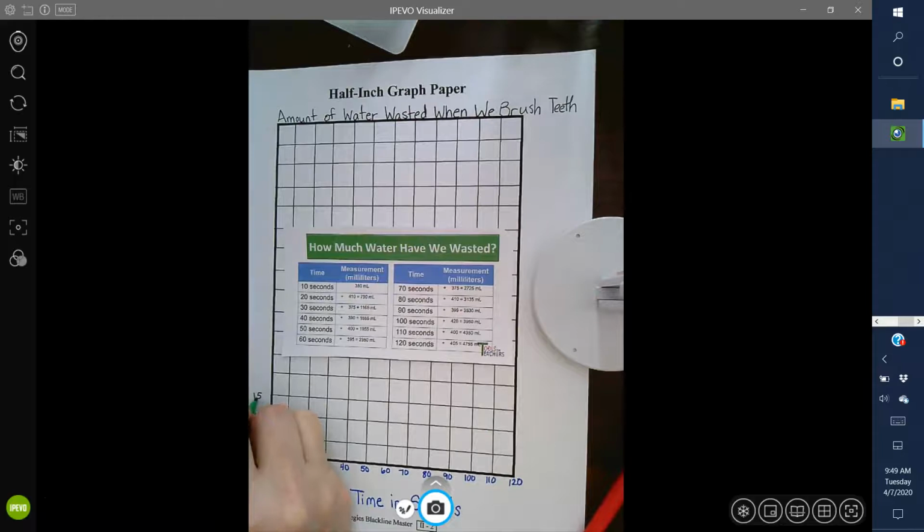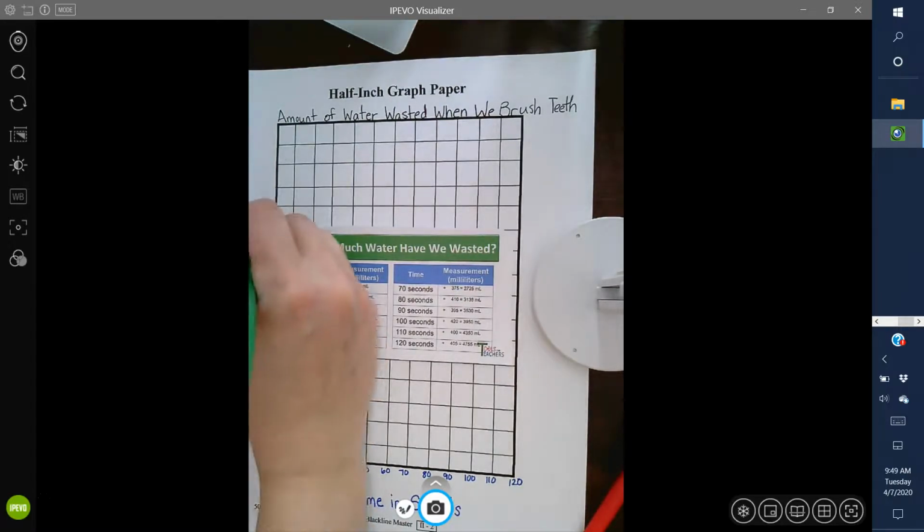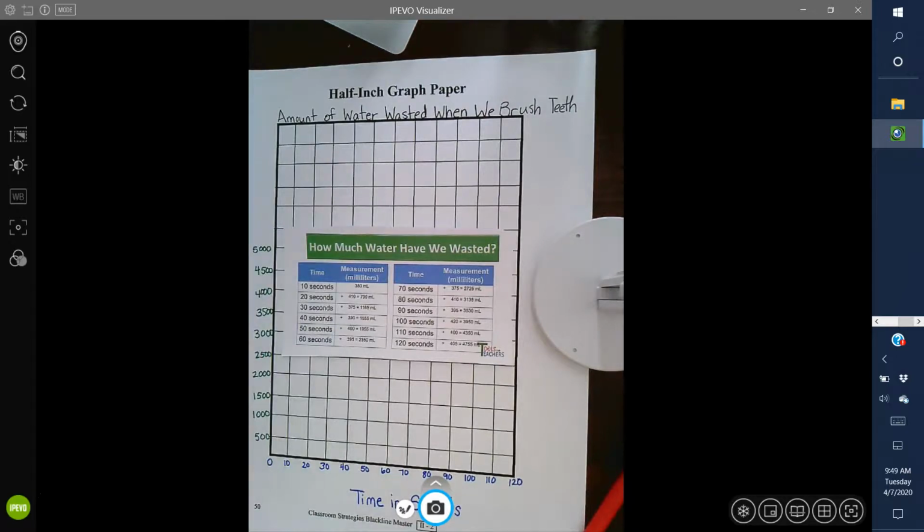1,000, 1,500, 2,000, 2,500, 3,000, whoops, 3,500, 4,000, 4,500, and 5,000. I really don't need to go higher, but I could if I wanted to. There's no reason why I couldn't keep counting up higher. But since I know my highest data point is under 5,000, I can just stop there.